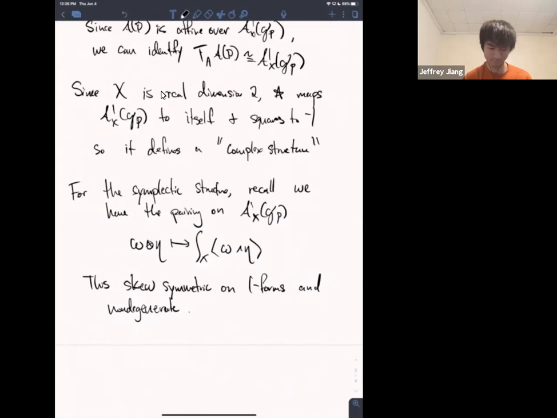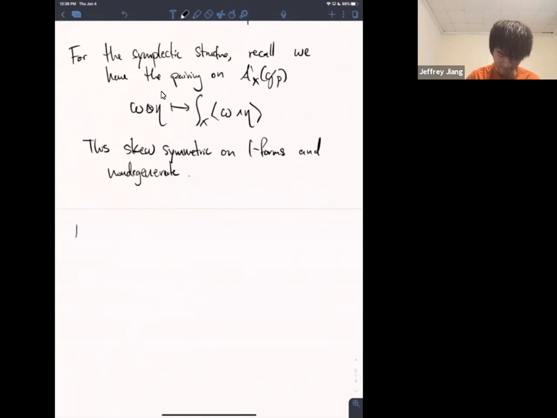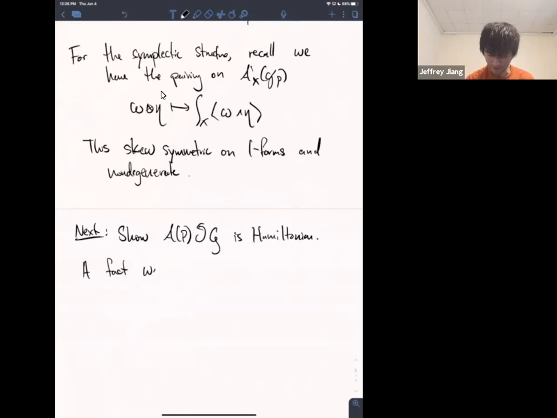Next, show that this action is Hamiltonian. I don't think I mentioned this fact before, but we'll need it. Again, kind of informally, the Lie algebra of the gauge group is the sections of the adjoint bundle.